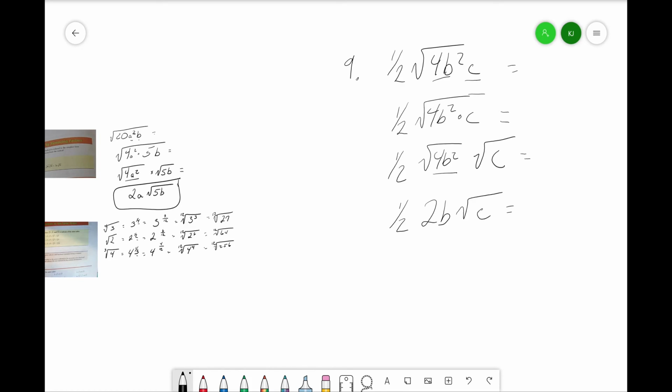Well, when we multiply 2 and 1/2 together, they're basically going to cancel each other out, because we're going to end up with 2 over 2, which is equal to 1. So we just end up with b times the square root of c. Okay?